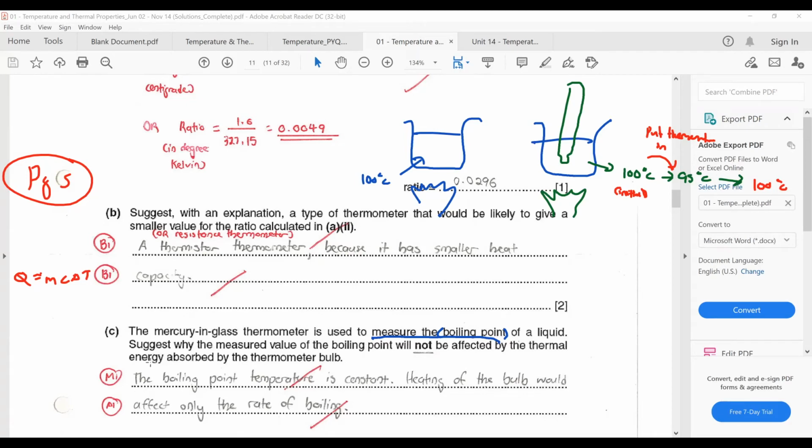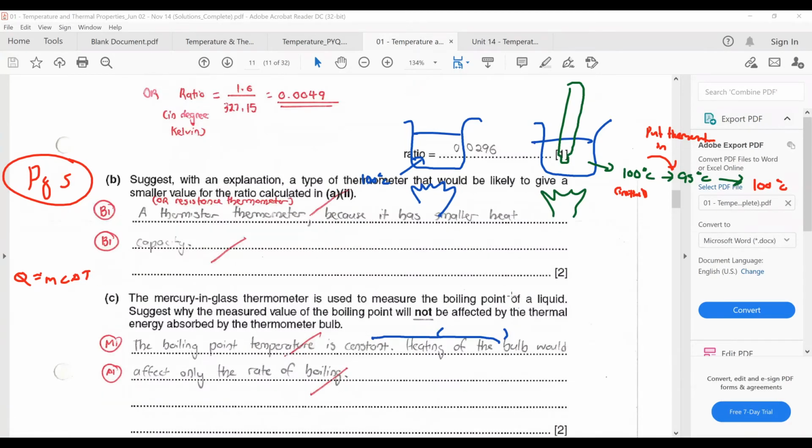You use that thermometer to measure boiling point of a liquid. Why is it that the measured value of boiling point will not be affected by the thermal energy absorbed by the thermometer bulb? Boiling point is always going to be constant. Your boiling point will always be constant, so the temperature will always be that same value that you measure. Now the second statement is the part where they tell you the heating of the bulb will only affect rate of boiling.